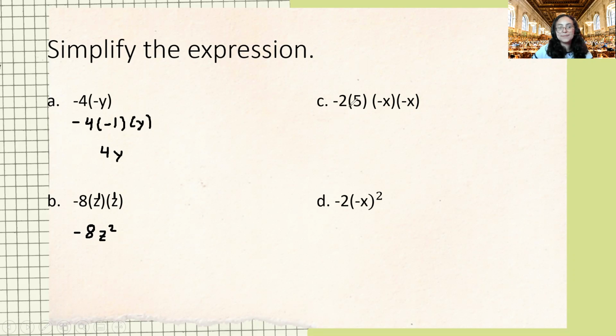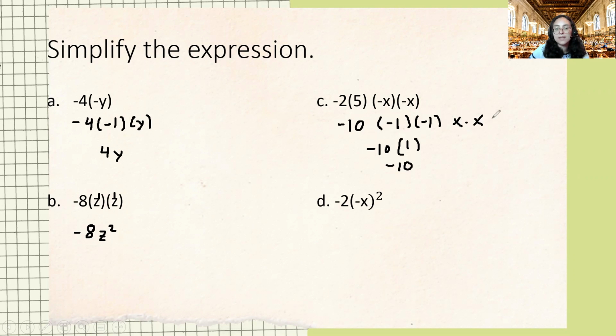So for C, I have negative 2 times 5 times negative x times negative x. So I'm actually going to simplify the numbers first. I'm going to multiply negative 2 times 5, and this will give me negative 10, because a negative times a positive will give me a negative. And now for this, I have a negative x times a negative x. So I'm actually going to write out the negative numbers and multiply those. So negative 1 times negative 1 is going to give me a positive 1. And then negative 10 times 1 is going to give me negative 10, so that doesn't change.